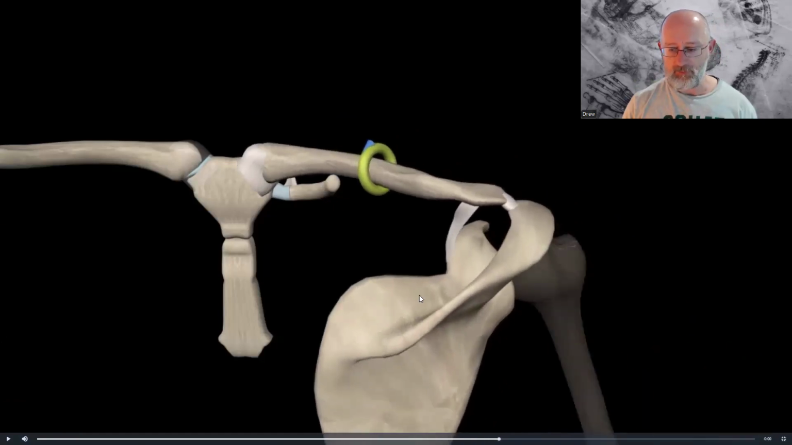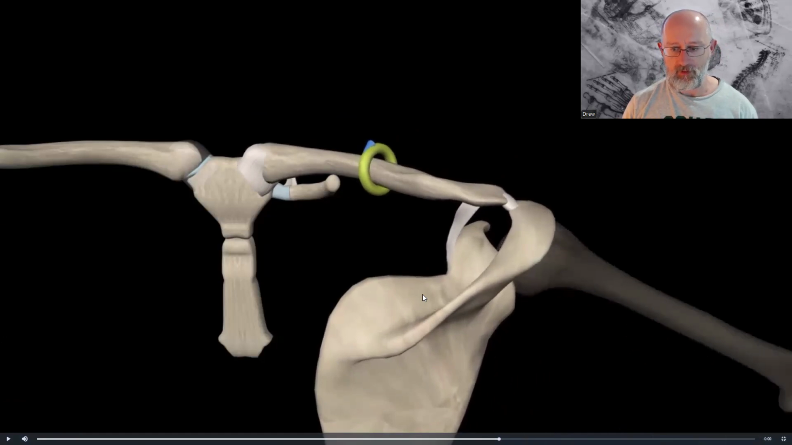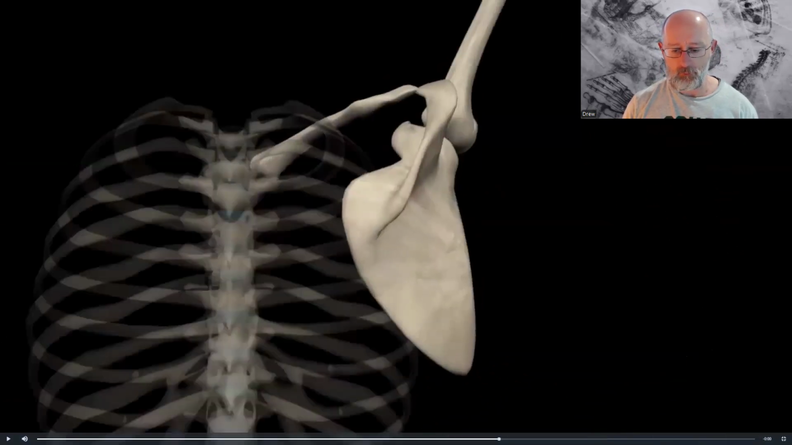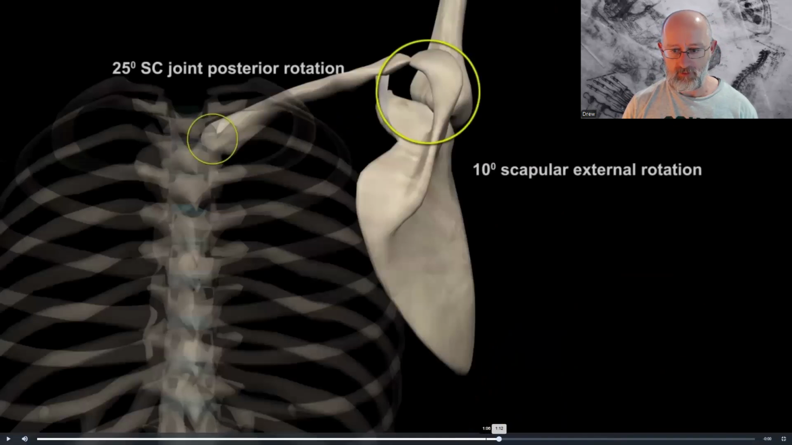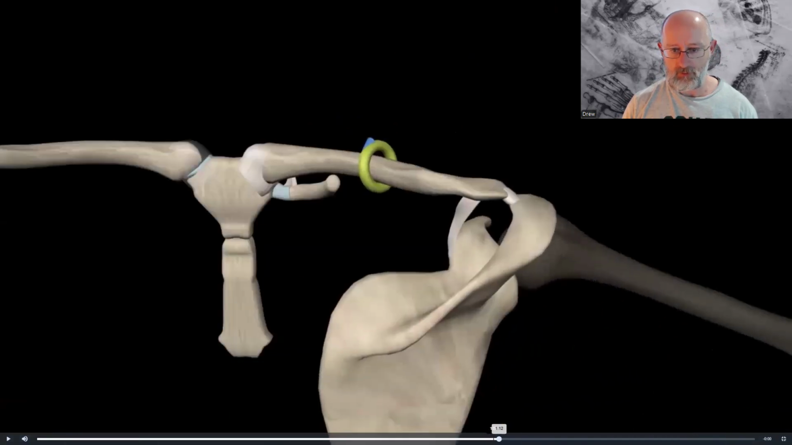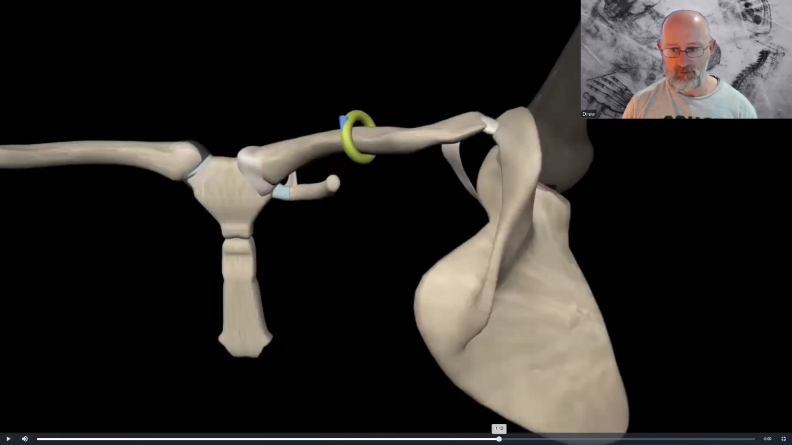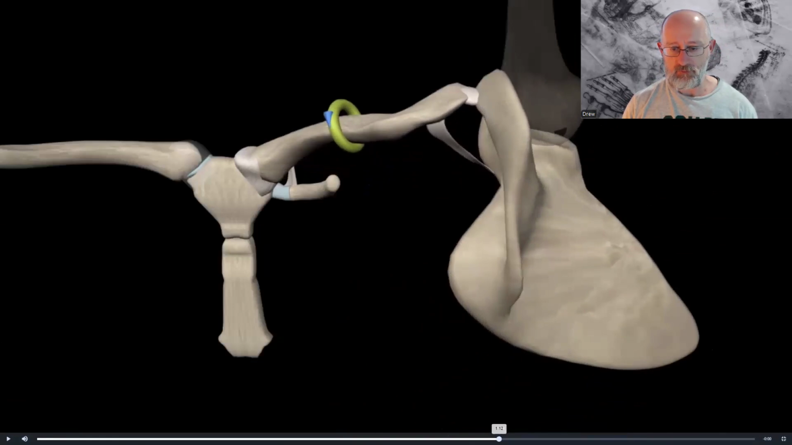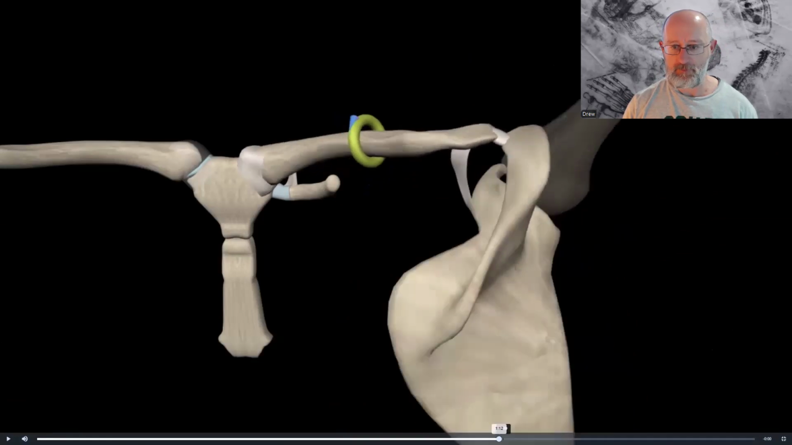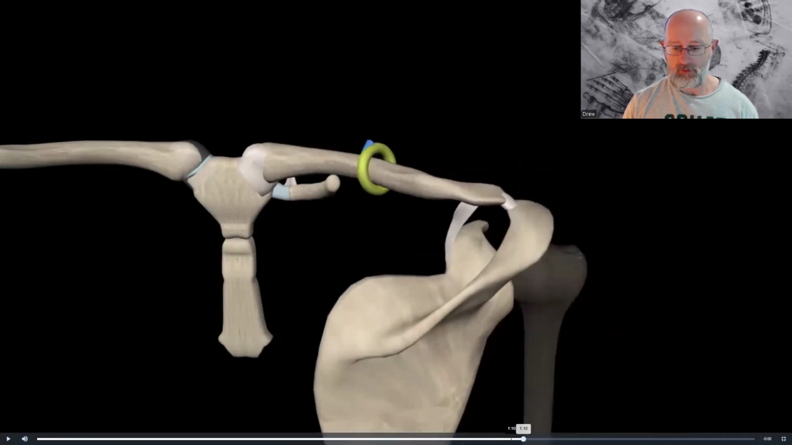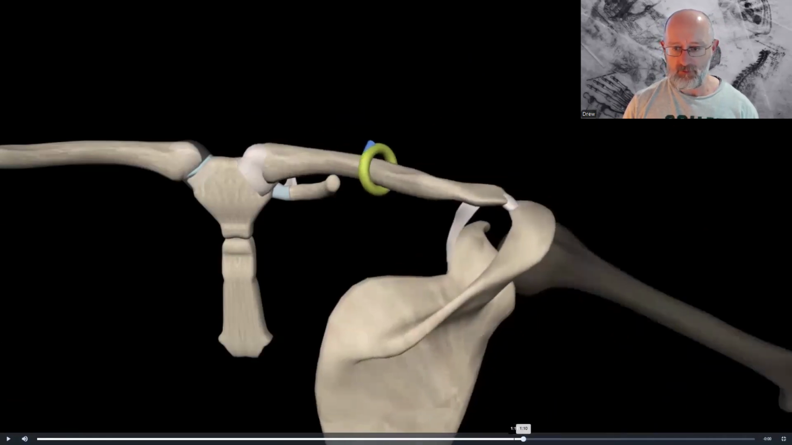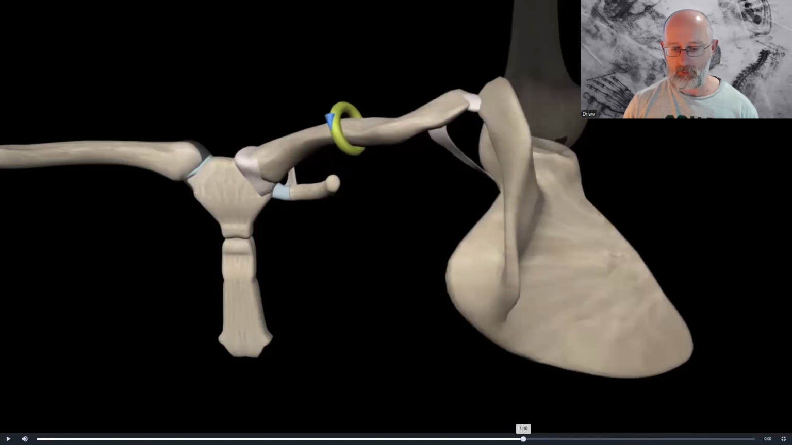So this is the arm resting by your side, and then boom, look at that. Let me just slow it right down. So from here, and look at the spin underneath. That's what we need to restore. Okay, that's the goal. That's what we're trying to get to. If you don't restore this movement here, you will not get proper shoulder movement again.